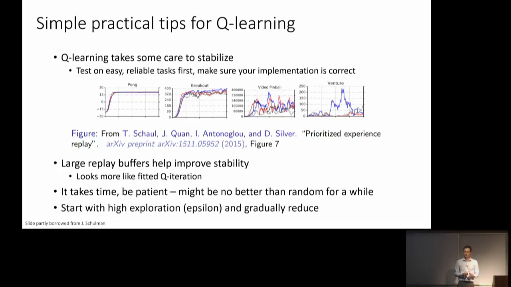It's a good idea oftentimes to start with very high exploration. So if you're using epsilon greedy, maybe start with a large value of epsilon and then gradually reduce it. It might help to play with learning rates a little bit too, and also adaptive step size adjustment rules like Adam can help a lot there as well.